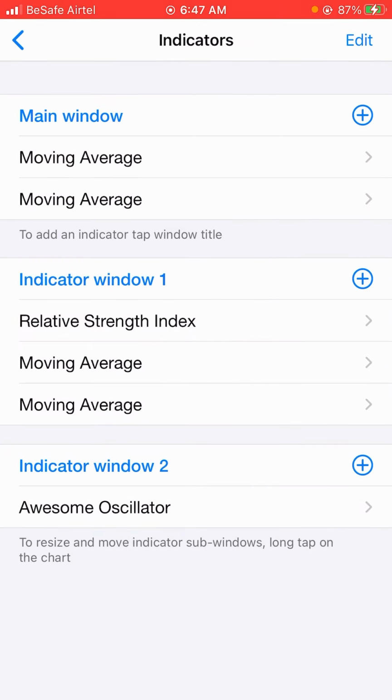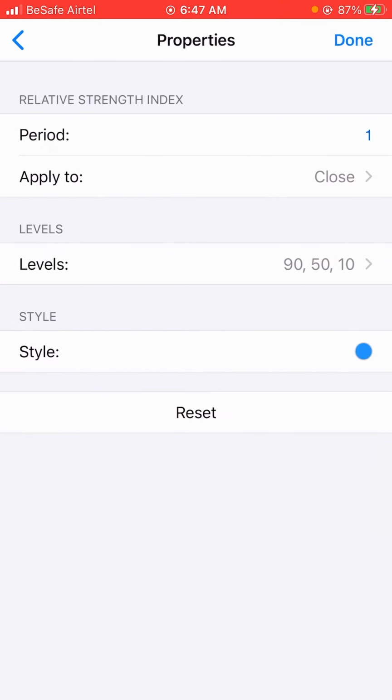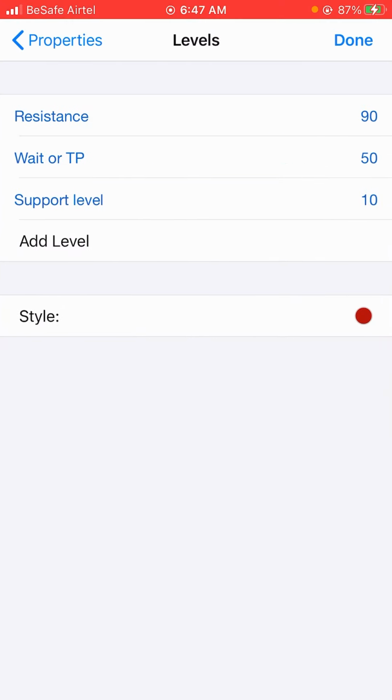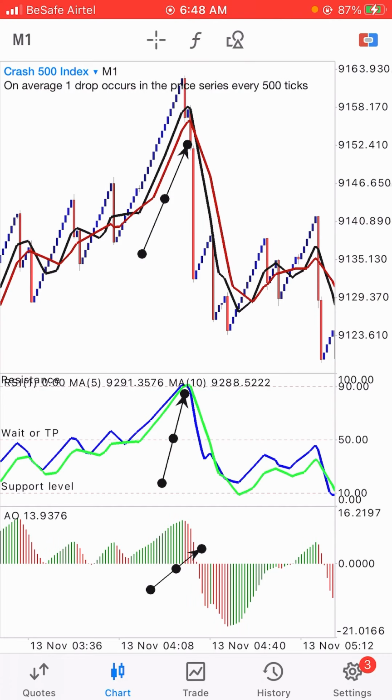And the other window, indicator window 1, we have the RSI, that is Relative Strength Index. The period is 1, apply to close, and the levels: resistance 90, wait or take profit 50, then support level is 10. You click done, you get it.